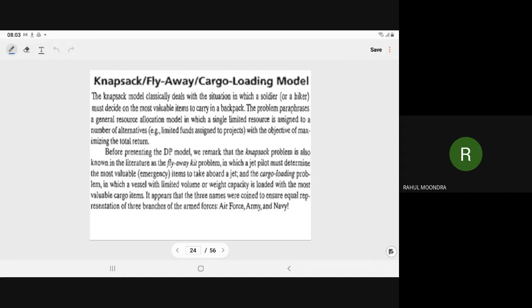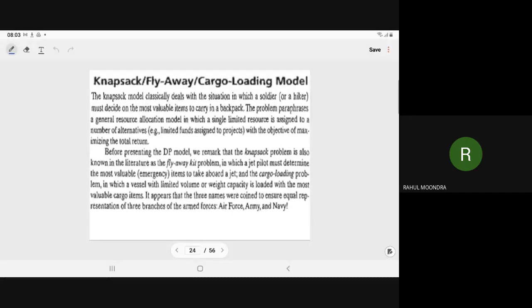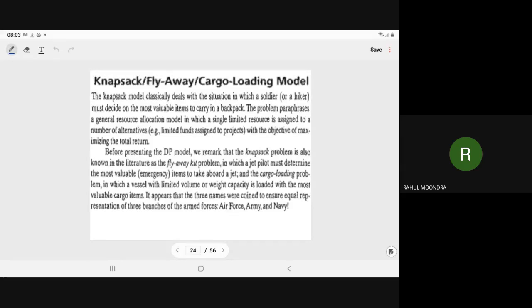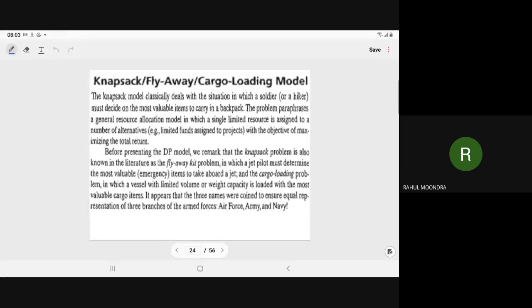That is the optimal number that he has to optimize. How many items, that is, what quantity of different items he must pack in his backpack. So the problem paraphrases a general resource allocation. If you visualize this, it is nothing but the resource allocation model.